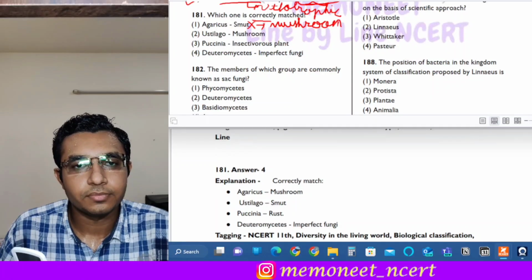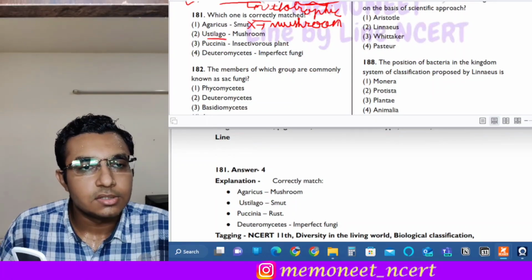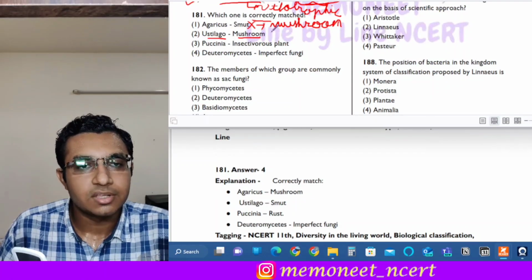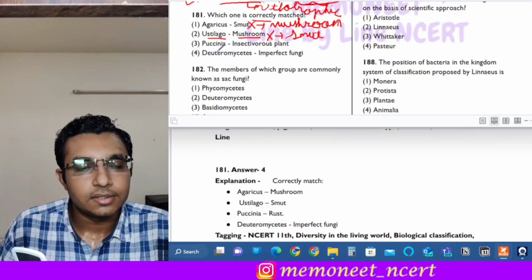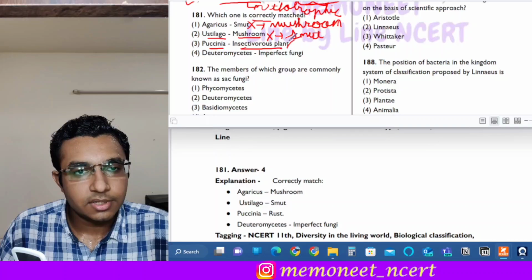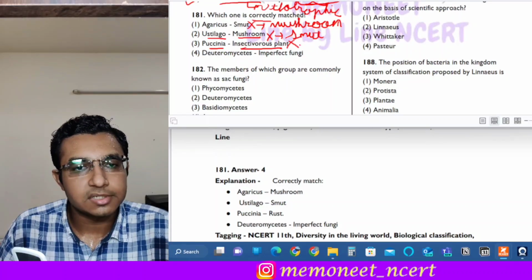The second is Ustilago and mushroom. This is also incorrect. Why? Because Ustilago is smut. And third is Puccinia, insectivorous plant. This is also incorrect. Why? Because Puccinia causes rust. So this statement is also incorrect.